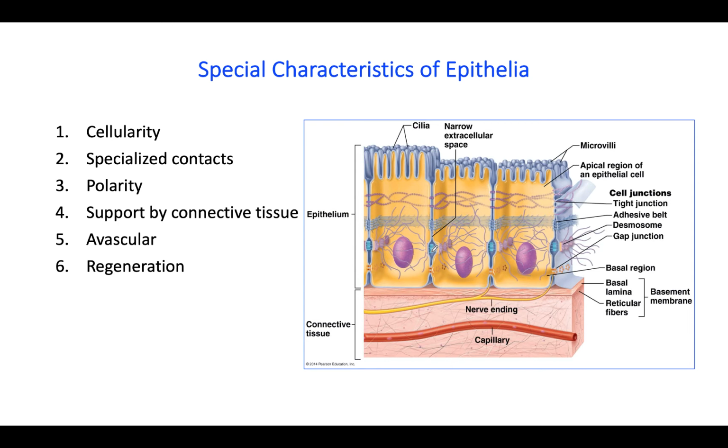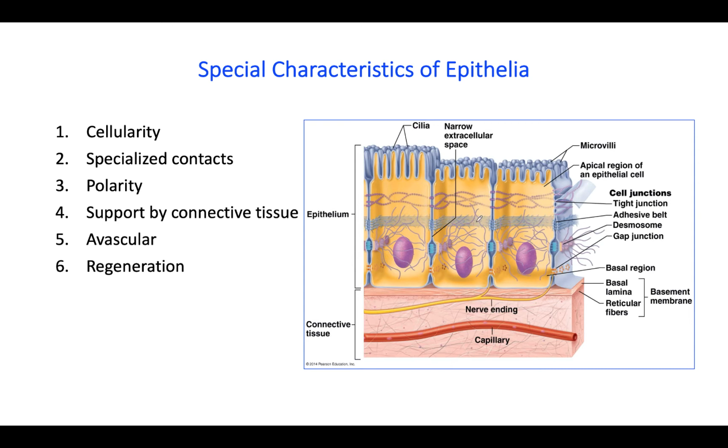Second characteristic is specialized contact. Adjacent epithelial cells are directly held together by cell junctions. For example, tight junction, adhesive belt, desmosome, gap junction. These kinds of cell junctions make epithelial cells held together very closely.